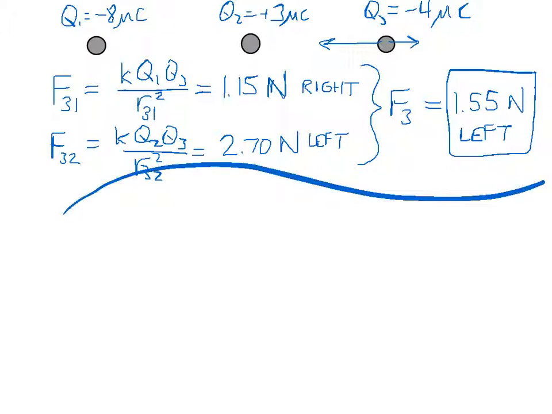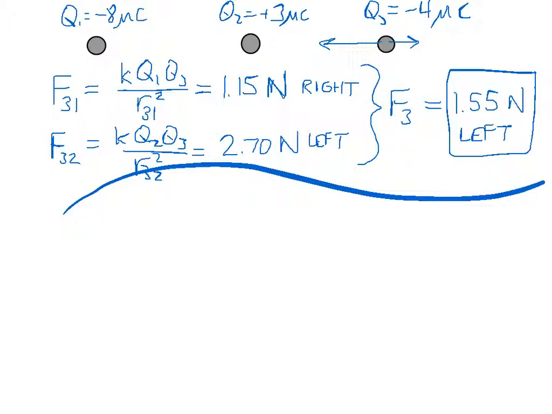For part B, where could you place a fourth charge, which is negative 5 microcoulombs, so that the net force on Q3 would be 0? Well, we know, as of right now, the net force is to the left. So if we want to place another charge in there, we want the force due to that charge to be to the right to cancel out this overall force to the left.